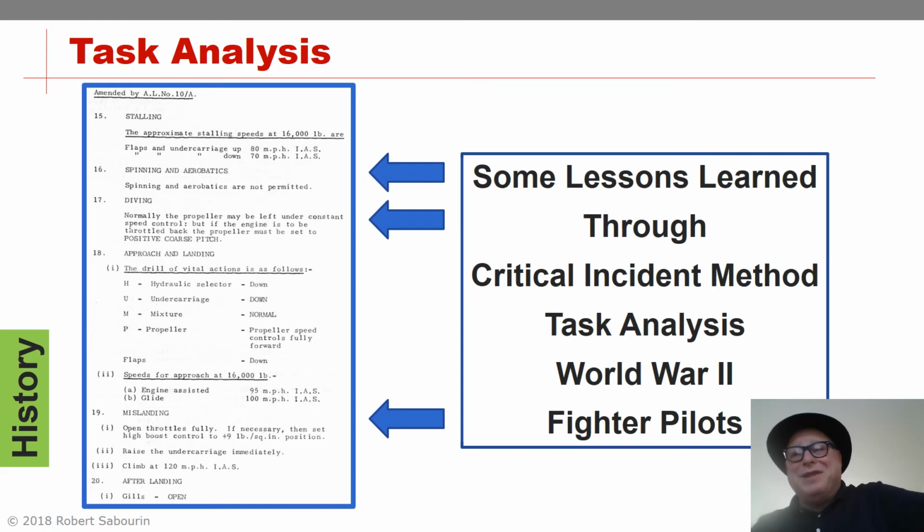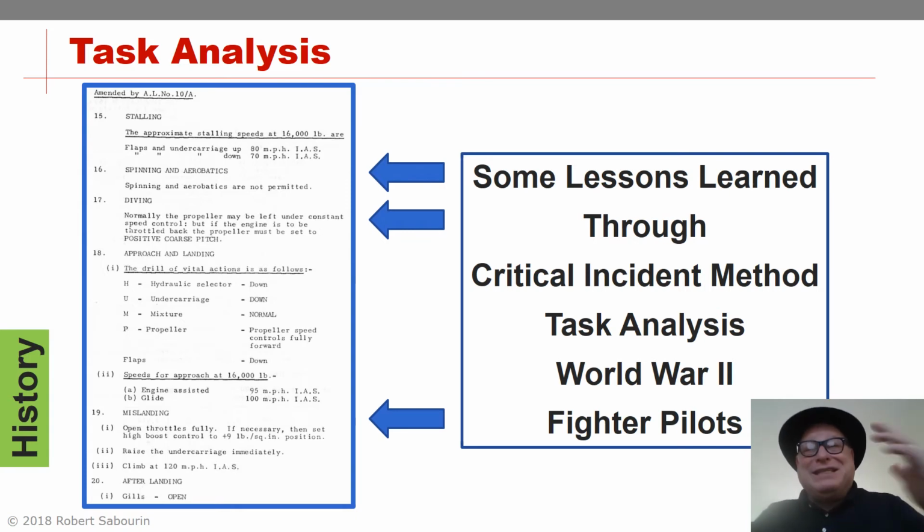Here are some examples of lessons learned. Lesson number 1, spinning and aerobatics. Spinning and aerobatics are not permitted. Do not do this. Next lesson, diving. Normally, the propeller may be left under constant speed control, but if the engine is to be throttled back, the propeller must be set to a positive coarse pitch. You have to imagine that tacit knowledge. Where did they get that from?